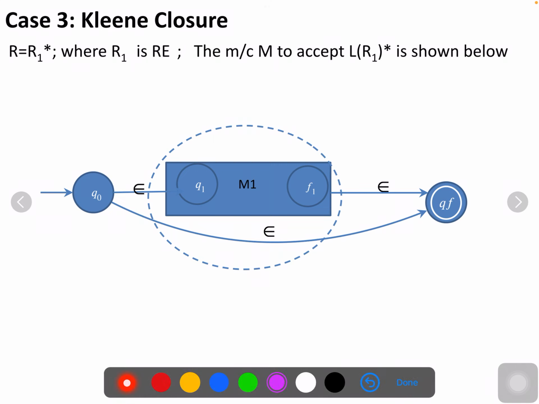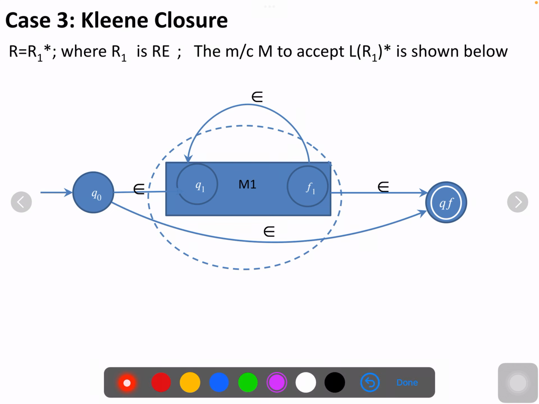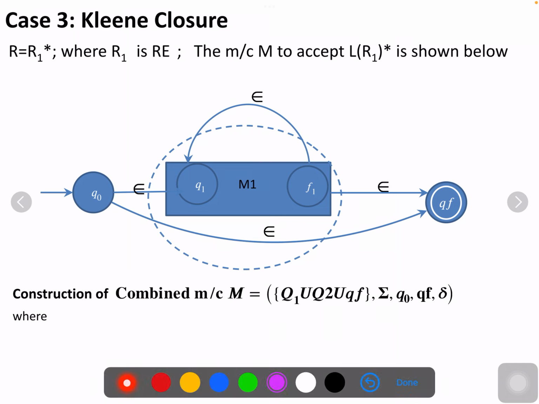So without accepting any input, it will join to that. Because that is the one, and it may be generating n number of times, right? That is the reason this is the transition diagram. Then what is the construction of the combined machine?